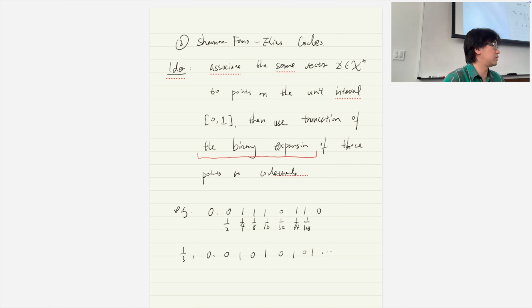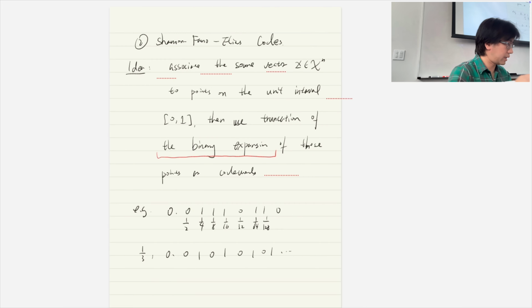You can use whatever base you want, depending on what kind of code you have. Here we just consider binary code, so we use 0 and 1, the binary expansion. Is that clear? Okay, great. Now let's see what we're going to do.